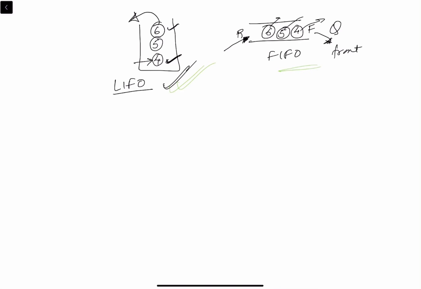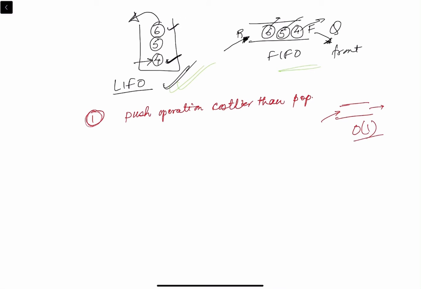So we have two approaches for this. The first approach involves where we will make the push operation costlier than pop, right? In general, in a queue, when you push or when you pop, it is always going to take O(1), right? But in our approach, using this queue, when we implement this LIFO, push operation will be costlier than pop operation.